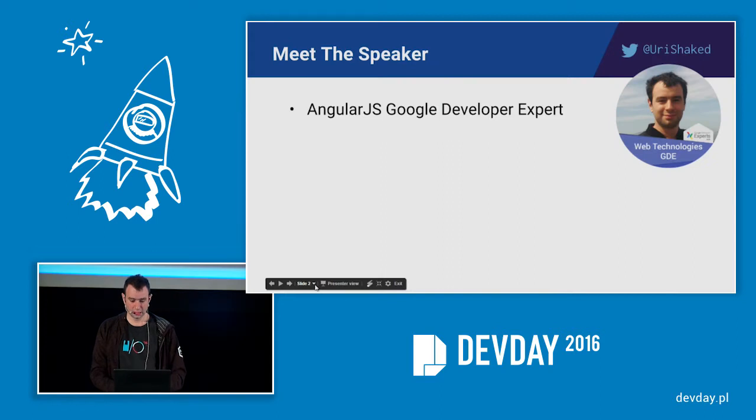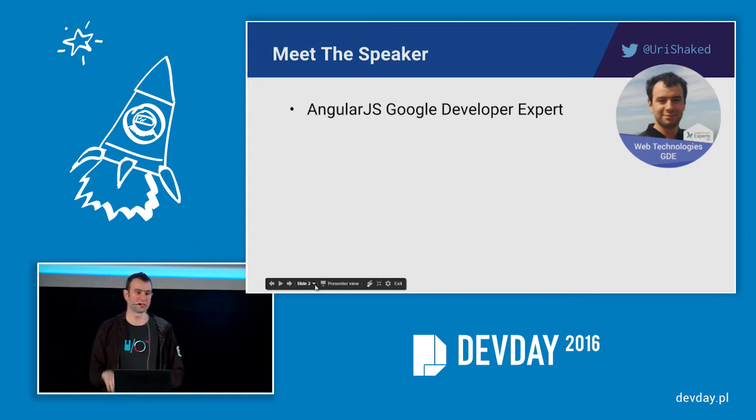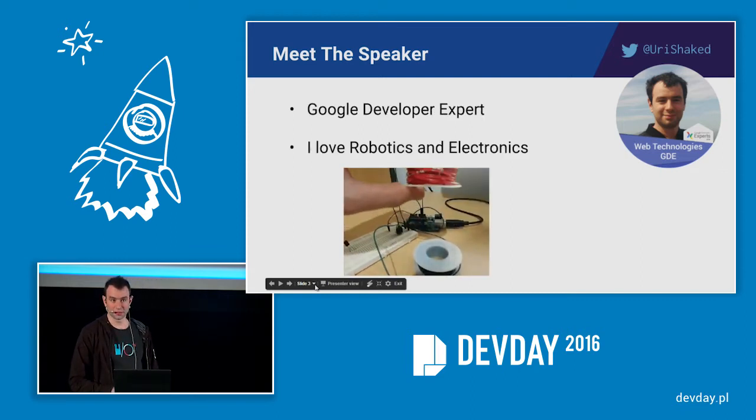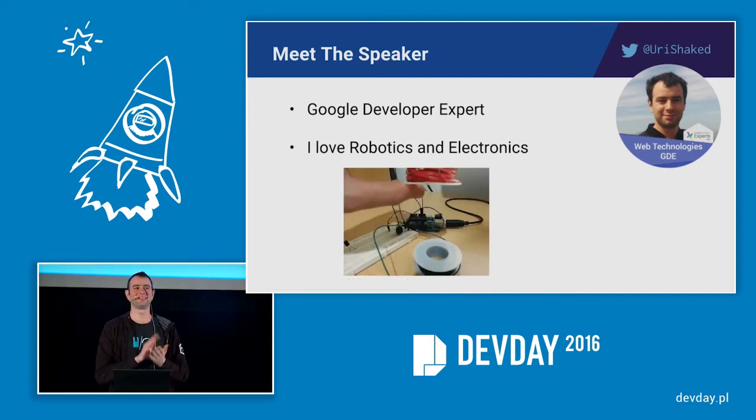Before we get started, a few words about me. My name is Uri. I'm a Google Developer Expert for Angular and Web Technologies. Google Developer Experts is a program where Google recognizes people who speak about open source technologies, write blog posts about them, and contribute to related open source projects. Apart from that, I also really love robotics and electronics. This is a small project I did a few months ago for wireless power with Arduino. Anybody here have an Arduino board? Wow, you're an awesome audience. Cheers for you, applause. Yeah, thank you.